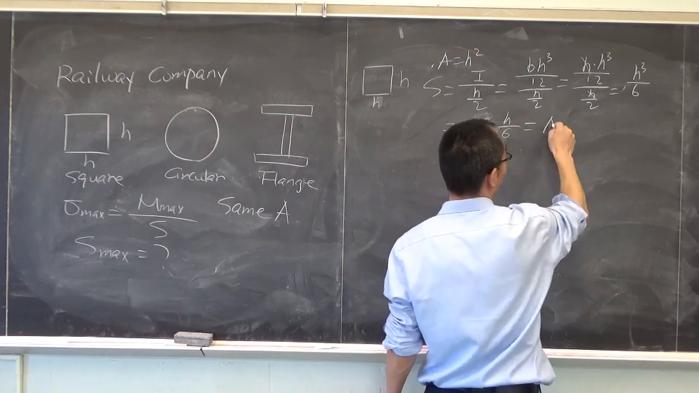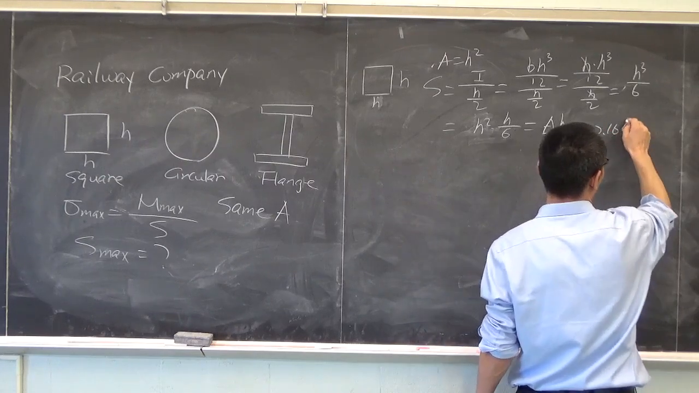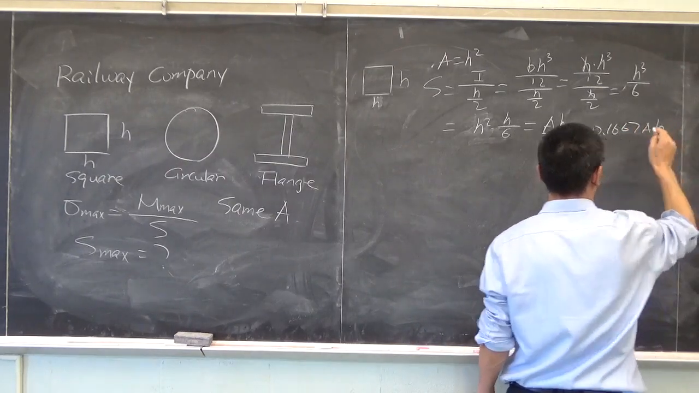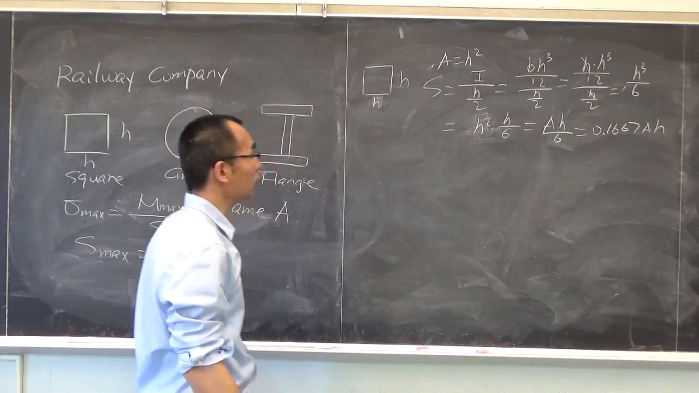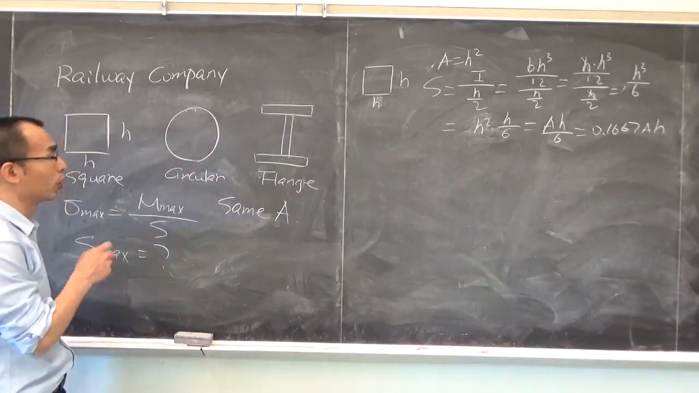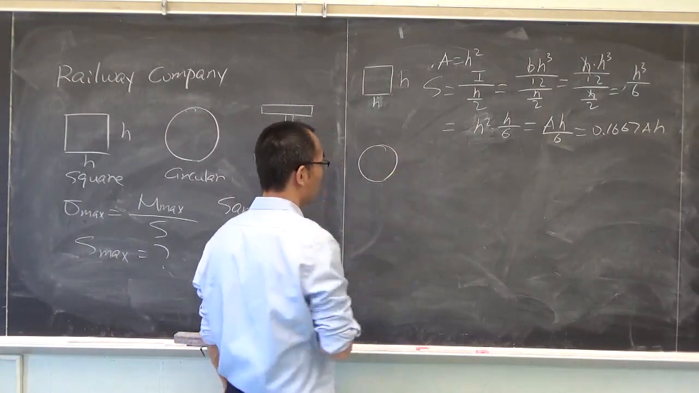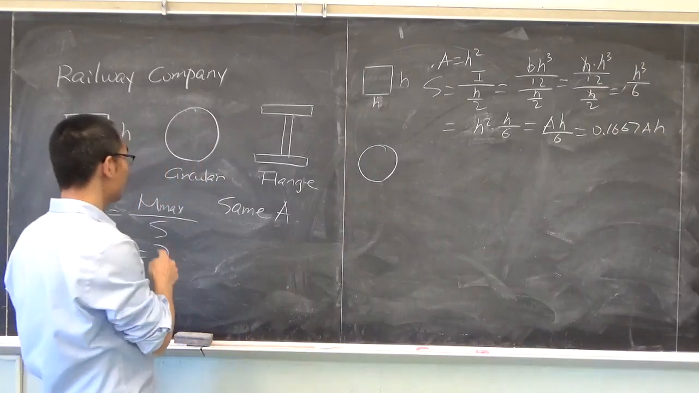So it will be equal to A H squared by 6. It will be equal to 1.667. Right? So this is the section modulus for the square cross section. So for a circular one, because the cross section area is the same, right?